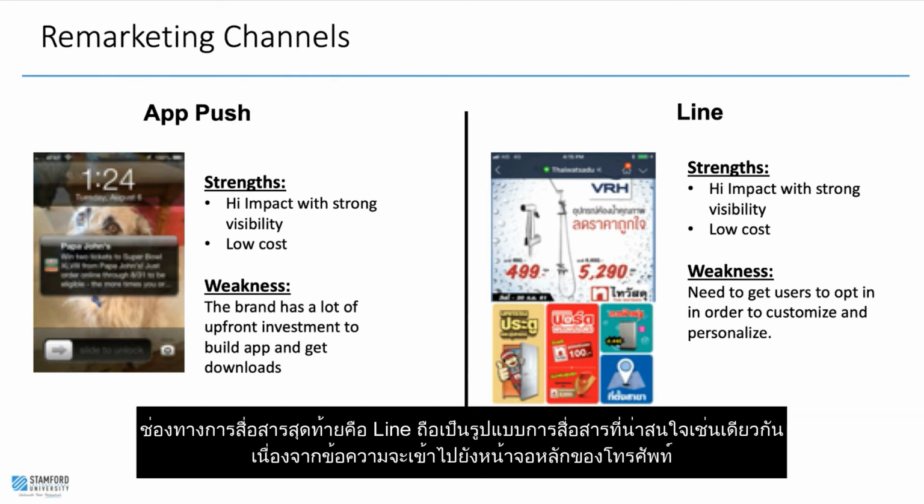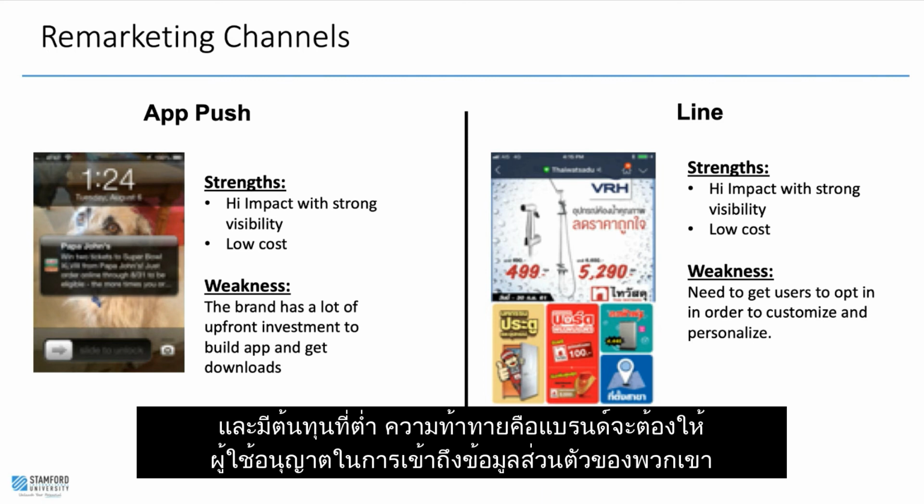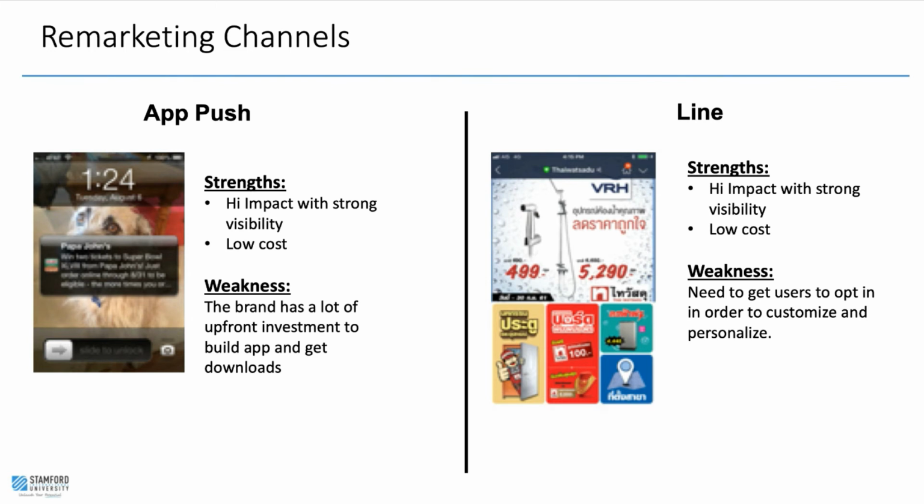And last but not least, Line. Line is also great because it makes a big impact on the home phone screen. The image and the message, when it comes as a Line message, is very easy to see. And it's also low cost. But again, the challenge is that a brand needs to get the users to opt in in order to customize it and personalize it. Right, so those are 4 of the main remarketing channels.